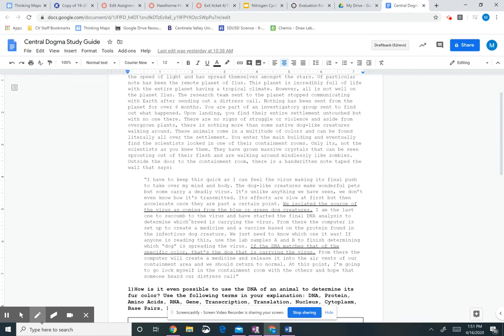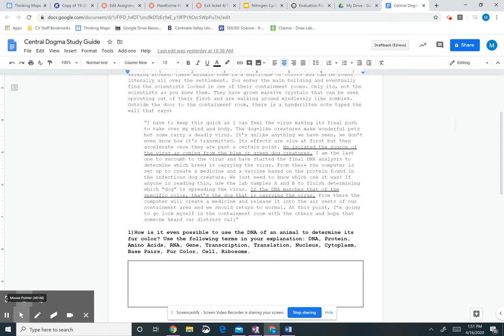I'm the last one to succumb to the virus and have started the final DNA analysis to determine which breed is carrying the virus. From there, the computer is set up to create a medicine and a vaccine, based on the protein that is found. If anyone is reading this, use lab samples A and B to determine which dog is spreading the virus. If the DNA matches that of a specific color of dog, then that is carrying the virus. From there, the computer will create medicine, release it into the air vents of our containment area, and return this to normal. Okay? So those are some of the directions that you guys have there.